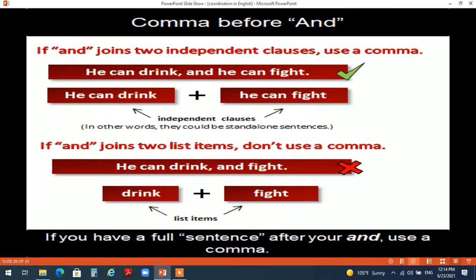But if you have coordination linking between two verbs, there is no need to use a comma. So, as you can see here, he can drink and fight. When there is a comma, there is an X on this sentence. This means that this sentence is wrong. And the reason for this sentence being wrong is that we don't have complete independent clauses. We just have verbs. So, in this case, there is no need to put any comma.